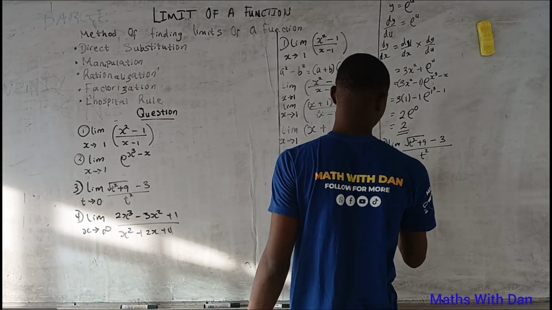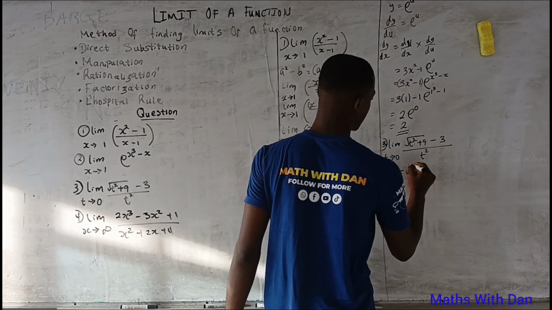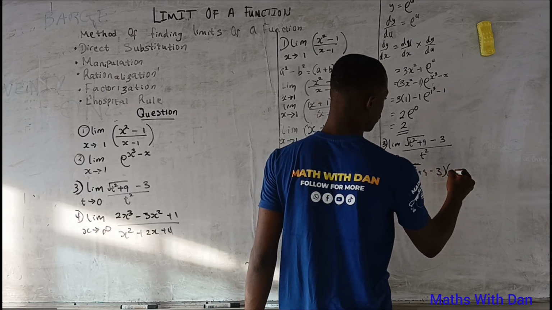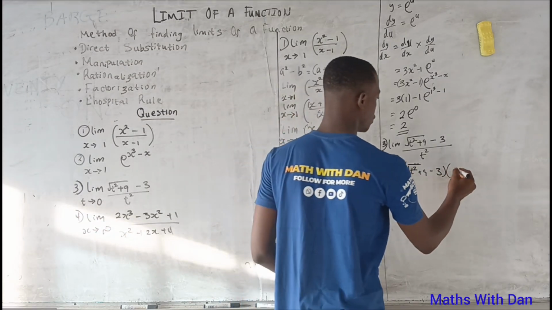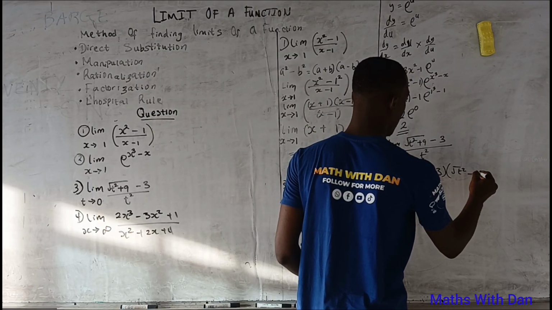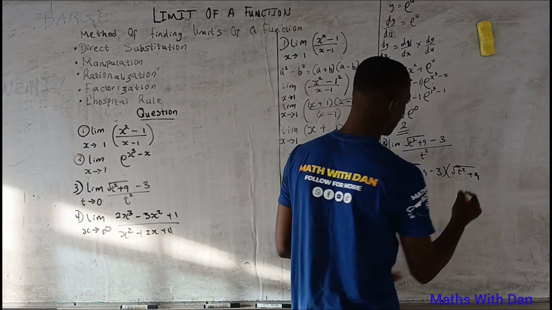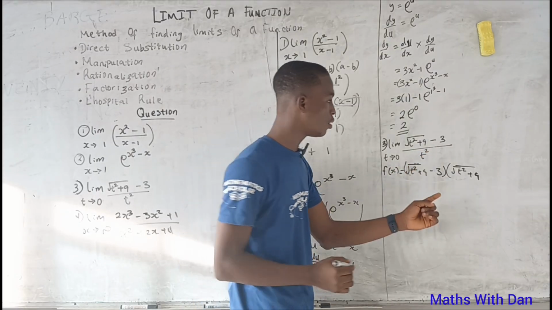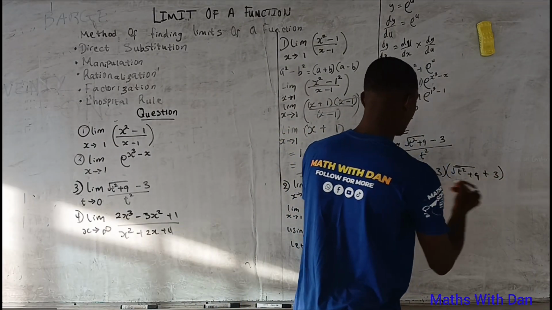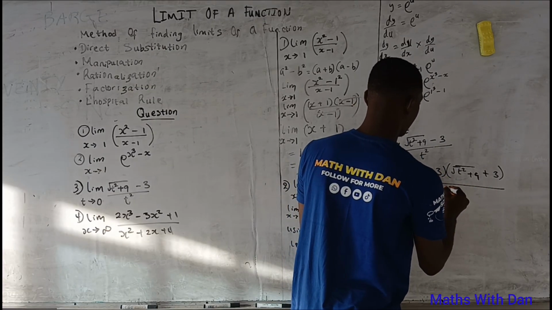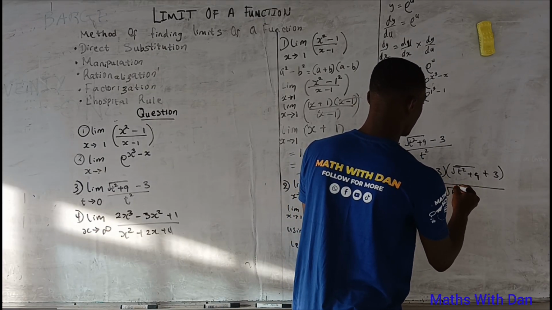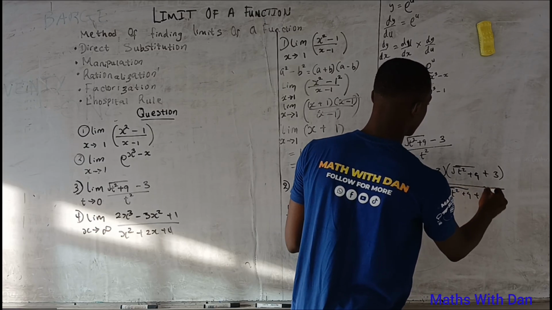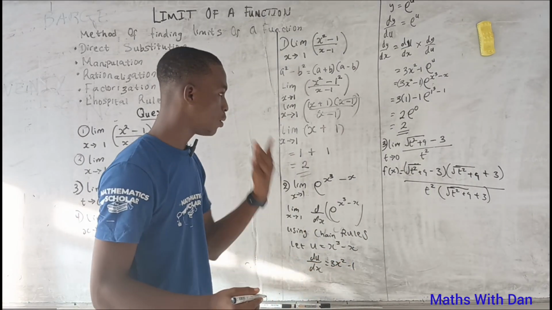So let's take the conjugate. Then we are going to have, now this is the function, right? So we are going to have square root of t squared plus 9 minus 3, and the conjugate will be square root of t squared plus 9 plus 3, over t squared times root of t squared plus 9 plus 3. Take note that when you are taking the conjugate, it is outside the square root that you are taking the conjugate. Take note of that. Do you understand? So now what do we do to this?